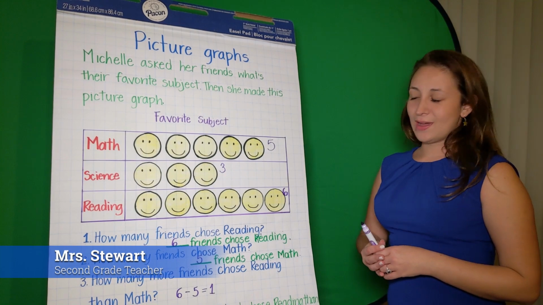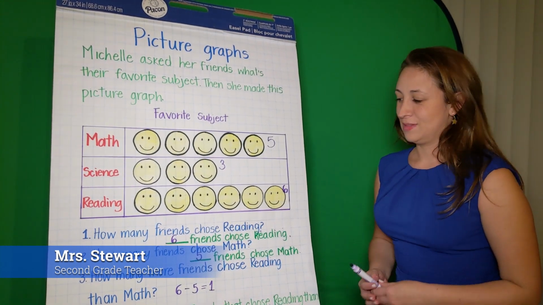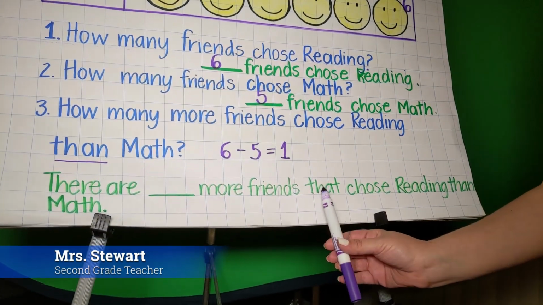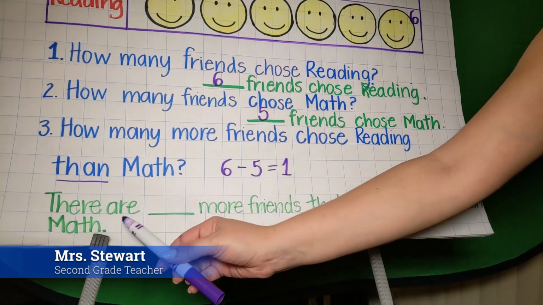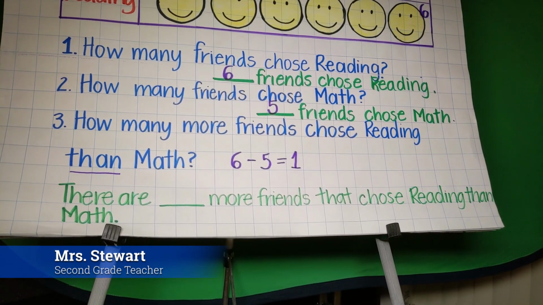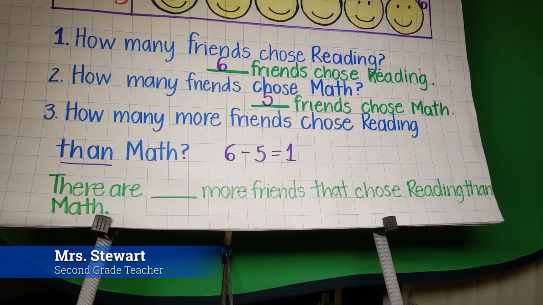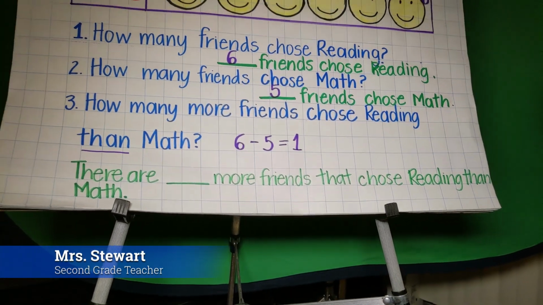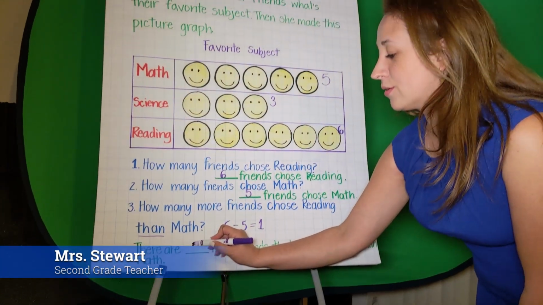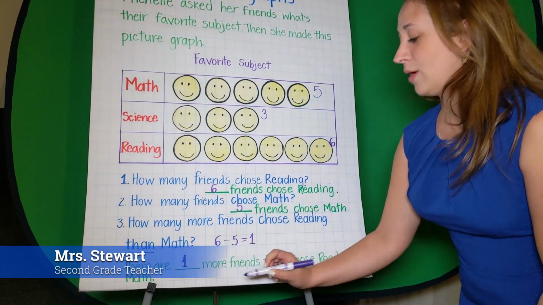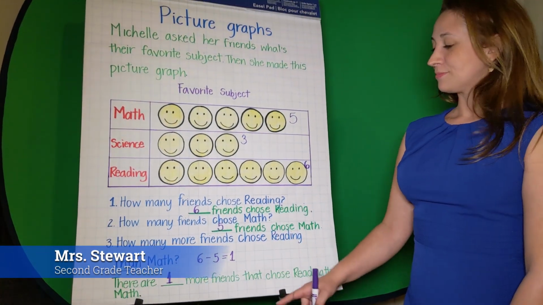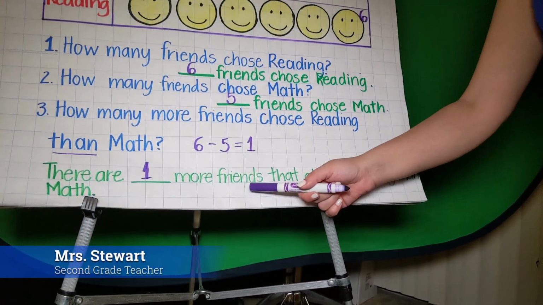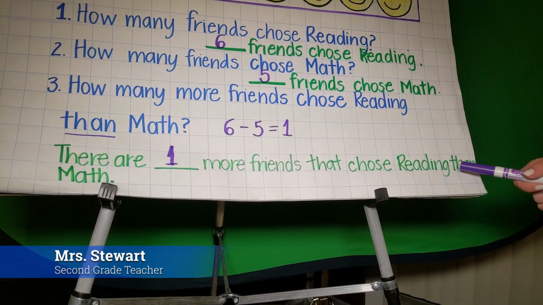And we're going to try to answer our sentence then. Let's try. There are blank more friends that chose reading than math. Try it at home. Right here, we're going to write the number 1 because that's our difference. Let's go back and read. There is one more friend that chose reading than math.